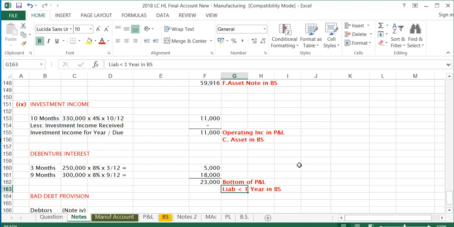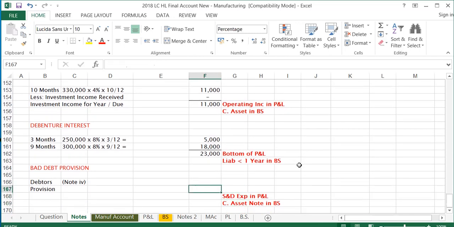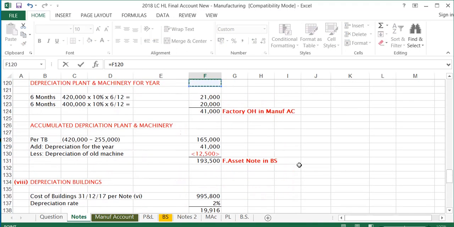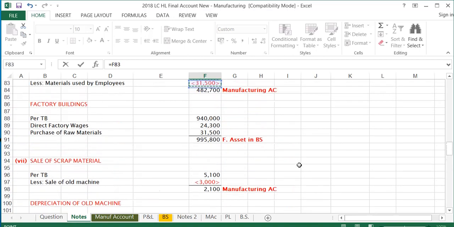So all of that is still due. That 23,000 will go as a liability less than 1 year in the balance sheet. Now the bad debt provision note. I need to do a note on bad debt provisions. So to do that, I have to get my most recent debtors figure. From note 4, I think the debtor is the last time that we changed debtors. So I need to go back up to look at that debtors figure.